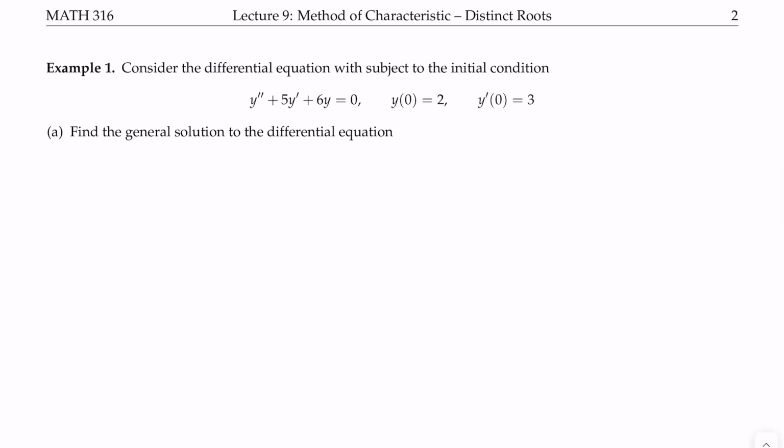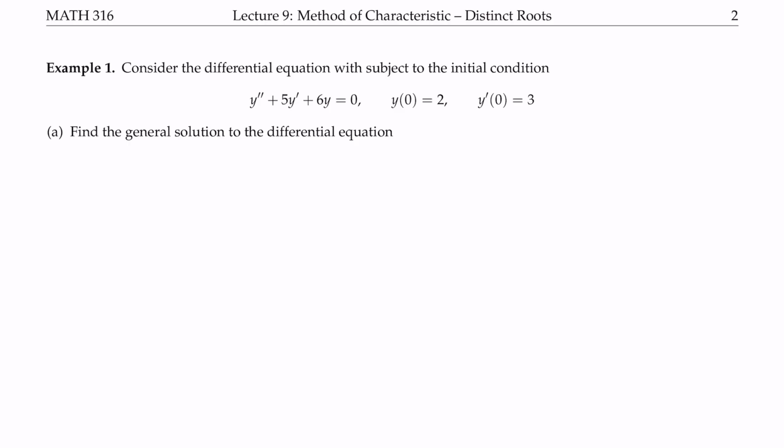Okay. Now I'm going to move on to some examples here. In example 1, I have the initial value problem. That is the differential equation and two initial conditions. So the differential equation is y double prime plus 5y prime plus 6y equal to 0. And the initial conditions are y of 0 equal to 2 and y prime of 0 is equal to 3.